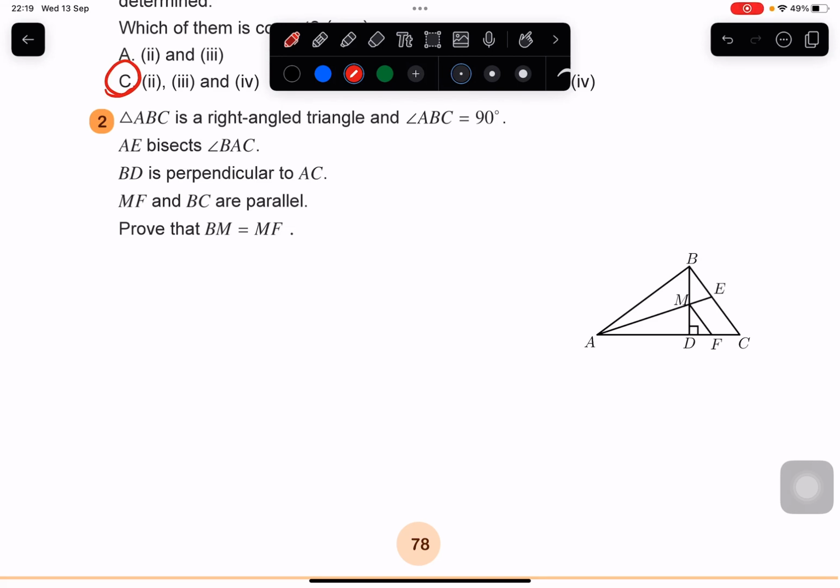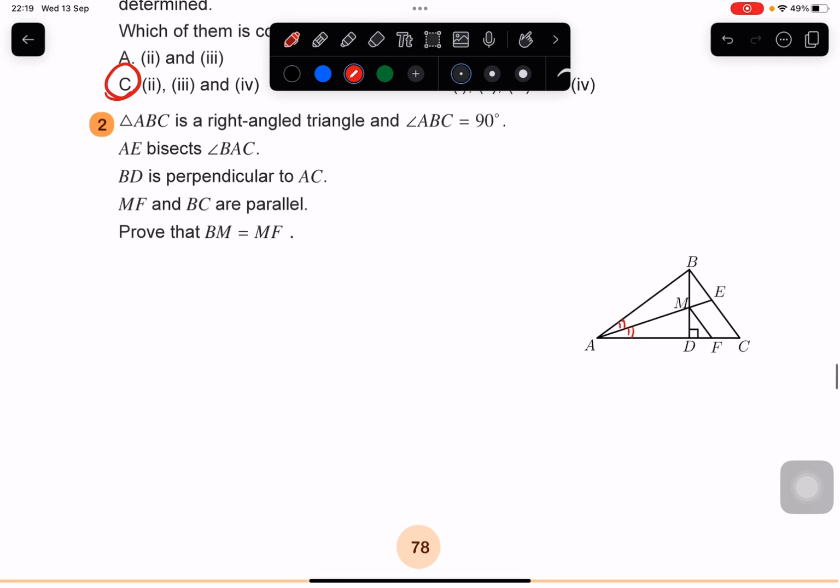Now let's take a look at the last problem. We have AE bisecting angle BAC, which means that this is an angle bisector. So these two angles are the same. Now, we can also see that BD is perpendicular to AC. And finally, we can say that MF and BC are parallel. So you have two parallel lines right there.